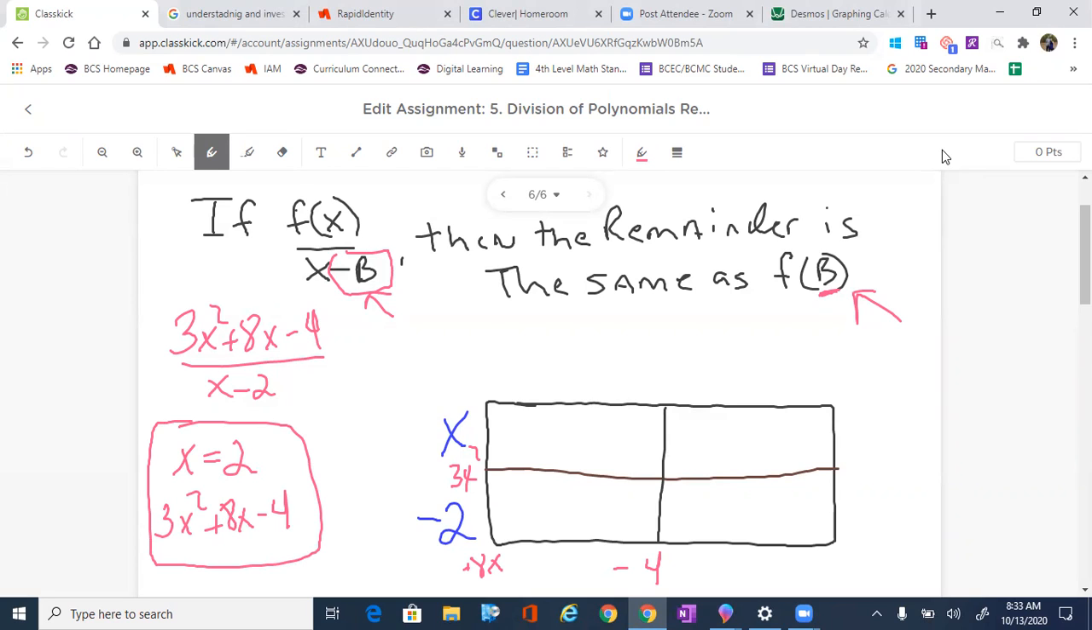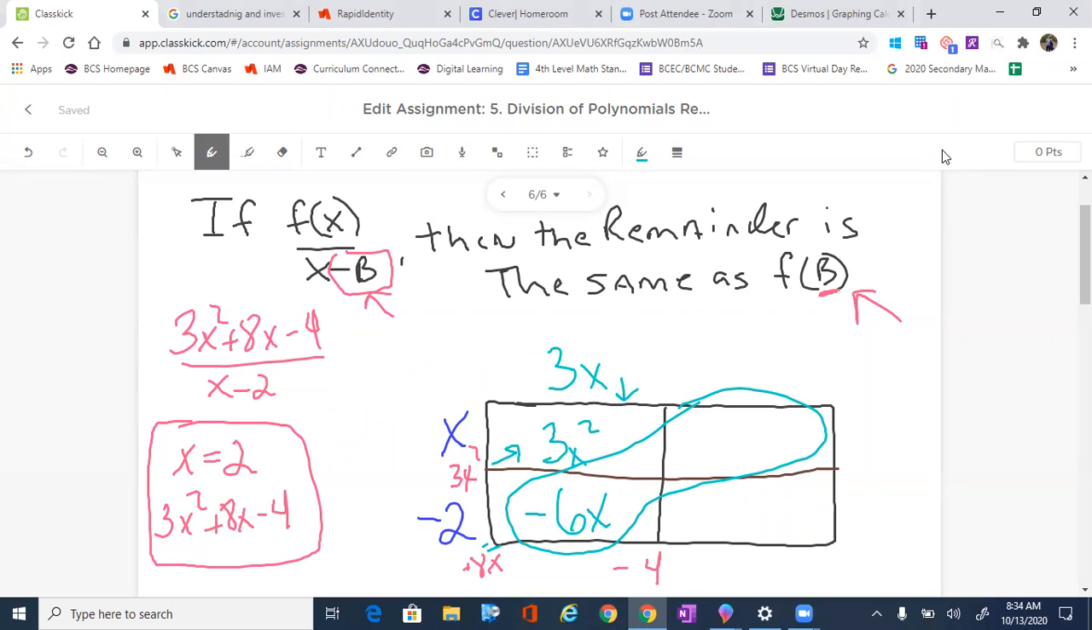All right, so I set up our table in the area model, 3x squared plus 8x minus 4 divided by x minus 2. And remember, when we divide this, we're going to slide in that 3x squared, and then we're going to say, okay, well, x times what is 3x squared? Well, that is 3x. And then I'm going to bring that 3x down, 3x times negative 2, which is negative 6x. At that point, I'm going to say, well, what do I add to negative 6x to get this 8x?